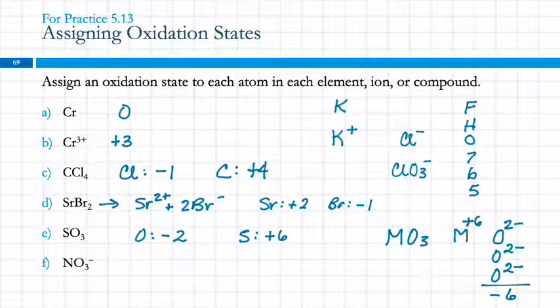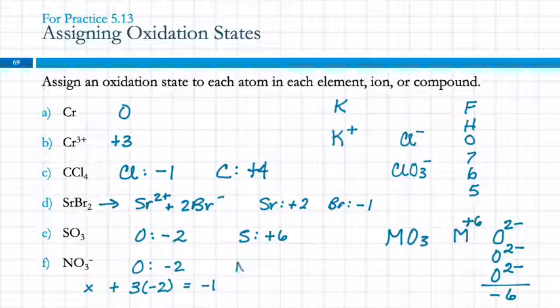So again, F765. Fluorine, nope. Hydrogen, nope. Oxygen, yes. Oxygen gets to pick. Oxygen always picks -2. And so here we have 3 of those -2, and we have one of the nitrogen, I'll call it X. And that has to add up to -1. People think about math like that in very different ways, but we should be able to come up with the answer +5. The nitrogen has a +5 oxidation state.